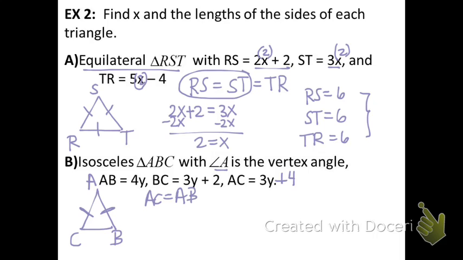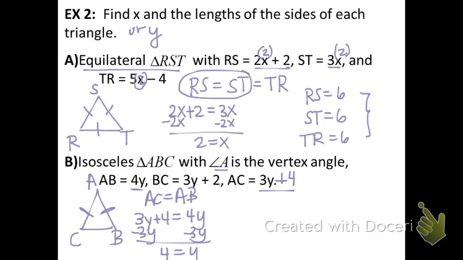So I'm going to use that and replace AC with 3y plus 4 and AB with 4y. We solve it by subtracting y, and 4 equals y. I guess it said solve for x. It should say find x or y in our directions. And then we need to find the lengths of all the other sides.